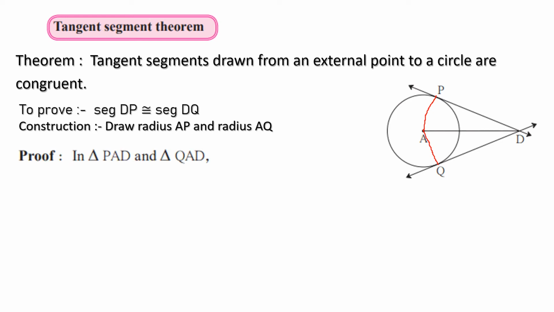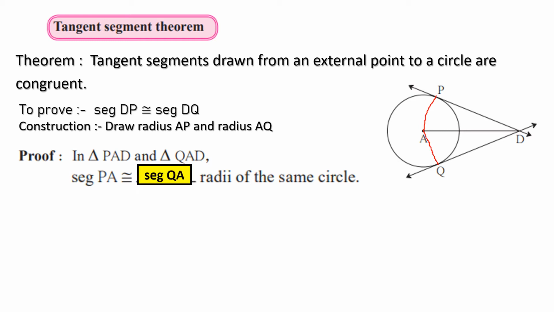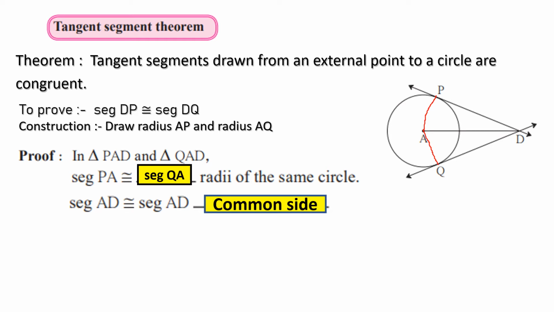In triangle PAD and triangle QAD, observe the diagram. Segment PA is congruent to which segment, since they are the radii of the same circle? Here segment QA is the answer. So segment PA is congruent to segment QA. Segment AD is congruent to segment AD, the reason being the common side. Angle APD is equal to angle AQD, equal to 90 degrees, by the tangent theorem.